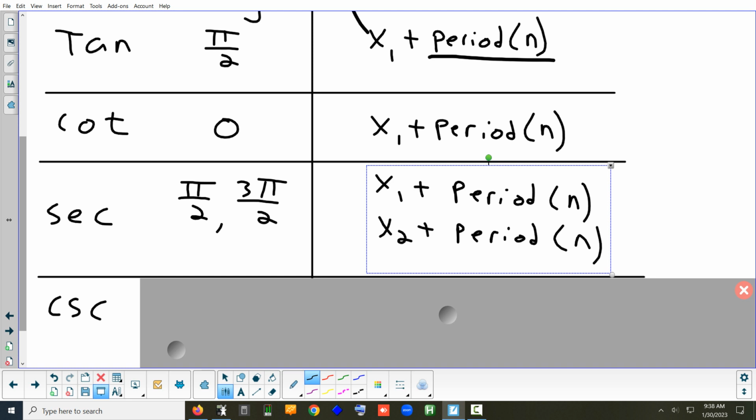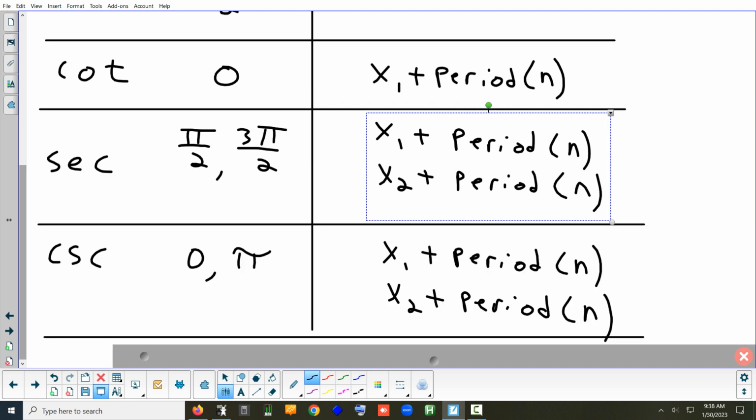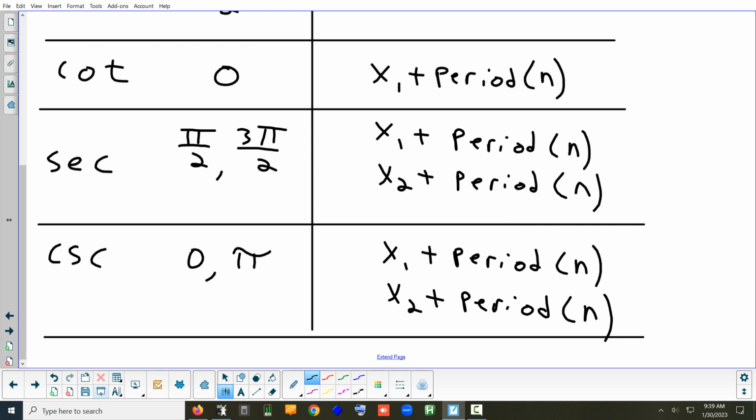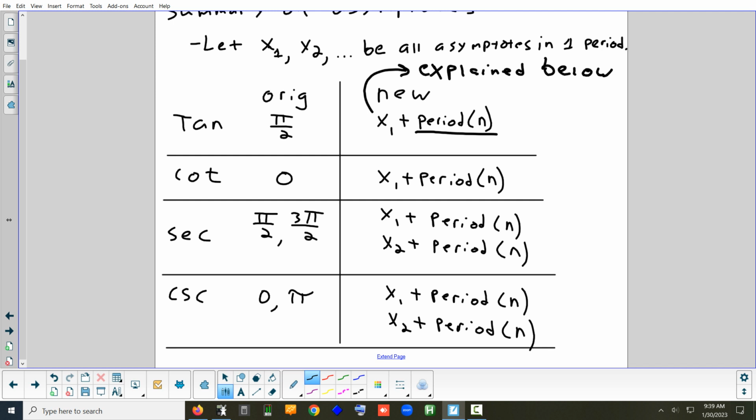And what about cosecant? How many asymptotes did we say happened per cycle in cosecant? 2. I'm not going to go back to the picture, but if you go back to it, you'll see the first 2 are 0 and pi. You're going to do something to the 0, and then put plus the period times n, and then you're going to do something to the pi and put plus the period times n. I'm about to explain to you what you do to get all of those. It's the same thing for each one.